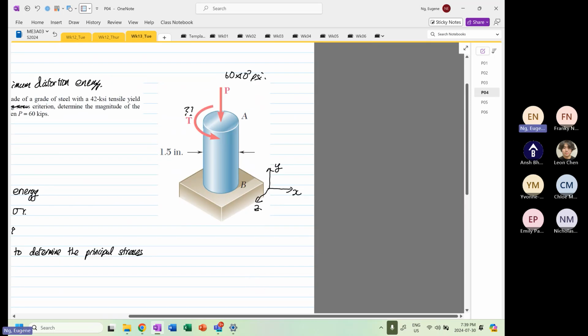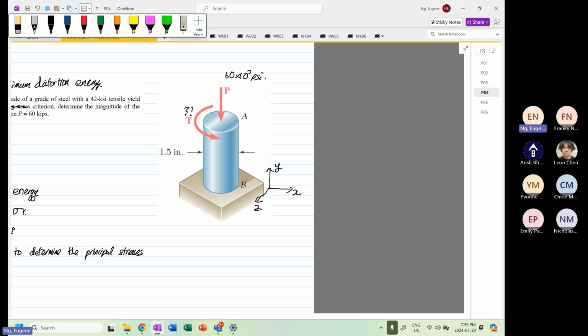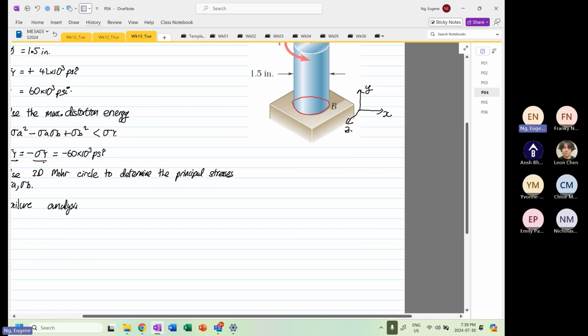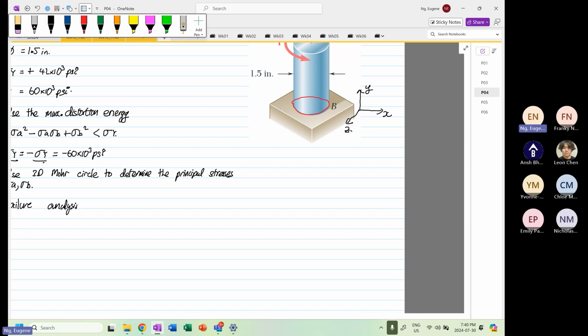So if this structure were to break, the structure will likely break in this red region, all the way around. It's going to break somewhere all the way around. So now if we were to have a view, we have a view. So this is my X.